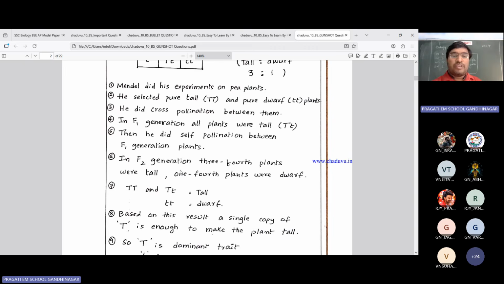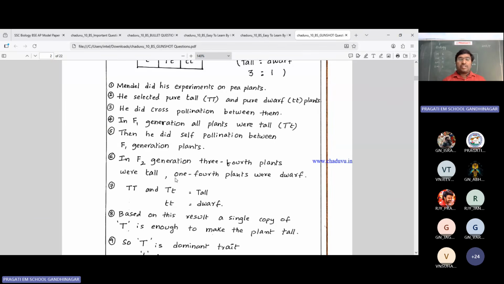See children how we have to write the monohybrid cross explanation here. Mendel did experiments on pea plants. What is the scientific name of pea plant, children? Pisum sativum. See, Mendel selected pure tall plants as well as pure dwarf plants. Based on the flowchart only, I am explaining this one. See, he did cross-pollination between them. First of all, it is a cross-pollination.